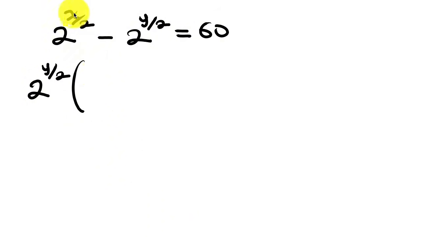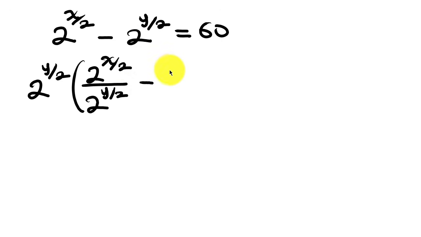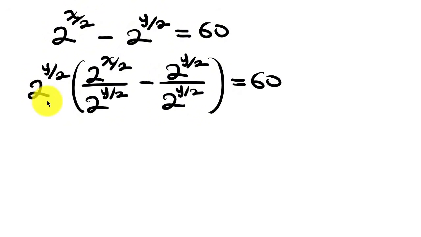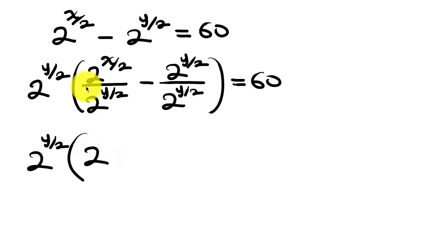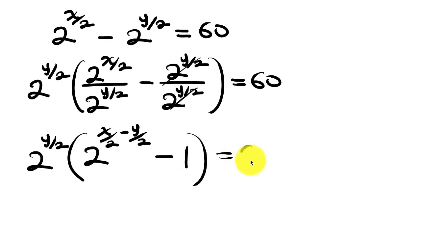Now open brackets. Now we take this, which is 2 to the power of x over 2, divide by the factored term, which is 2 to the power of y over 2, minus, we take this, which is 2 to the power of y over 2, divided by the factored term, which is 2 to the power of y over 2. Good. And this is equal to 60. Now let's simplify further. So we have 2 to the power of y over 2 times. Now from indices, we can write out one of the bases, which is 2. Then since we have division, we have to subtract the powers. So we have x over 2 minus y over 2. Good. Minus, now 2 to the power of y over 2 divided by 2 to the power of y over 2, we're going to be having 1. And this is equal to 60.